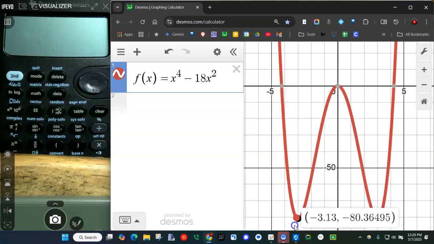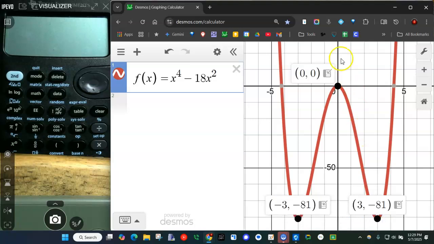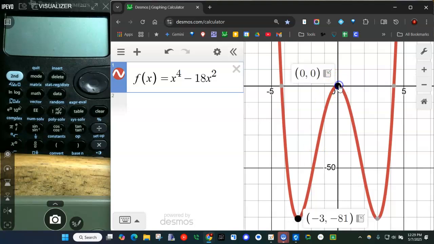Right here, left of -3, and then from 0 to +3. And we're always talking about the x values here. So thinking from left of -3 and then 0 to +3, those are decreasing. And then right here, from -3 to 0, it's increasing. This is going up. And from +3 to the right, anything greater than +3 is increasing.